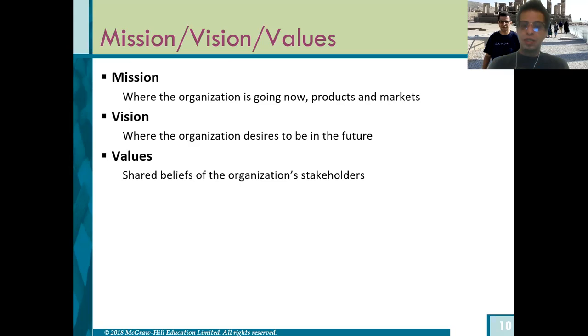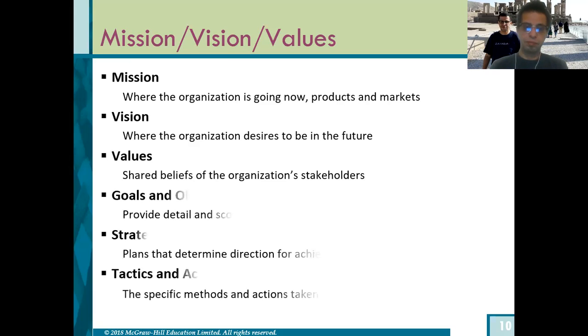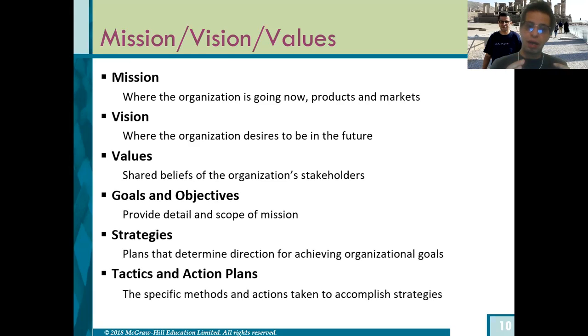The values are the shared beliefs of the organization and the stakeholders. These are important, and we can bring a few examples of each one of them. And then you have the goal and the objective, which provide the details and the scope of the mission. And the strategy is a plan that determines the direction for achieving organization goals.